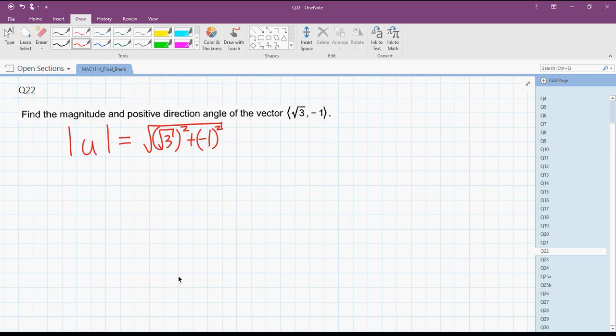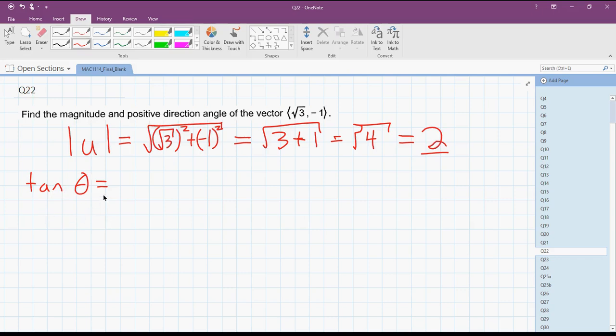So, what is 3 squared? Or square root of 3 squared? 3. What's negative 1 squared? What's 3 plus 1? 4. And what's the square root of 4? 2. Now you know the magnitude. To find the angle, how do we do that? What's the formula for the angle? So tan theta is equal to B over A. So tan theta equals, what is our B value? Over the square root of 3, because that's your A value.